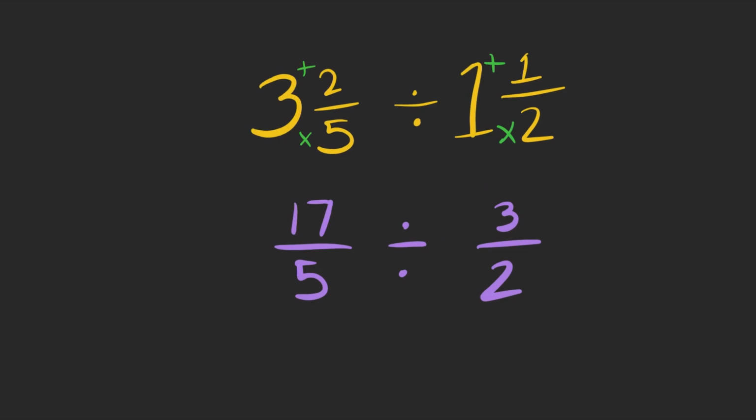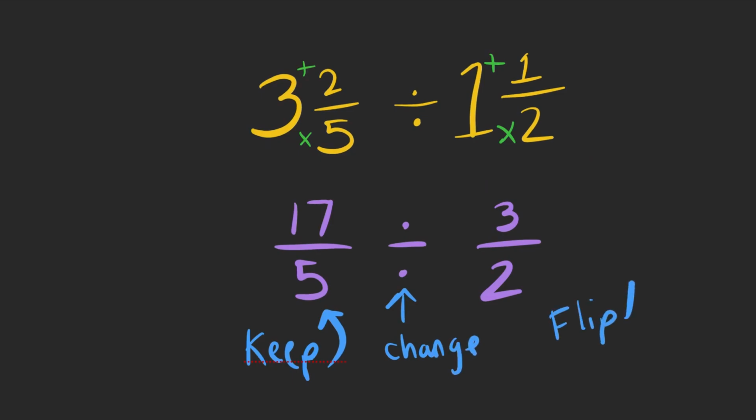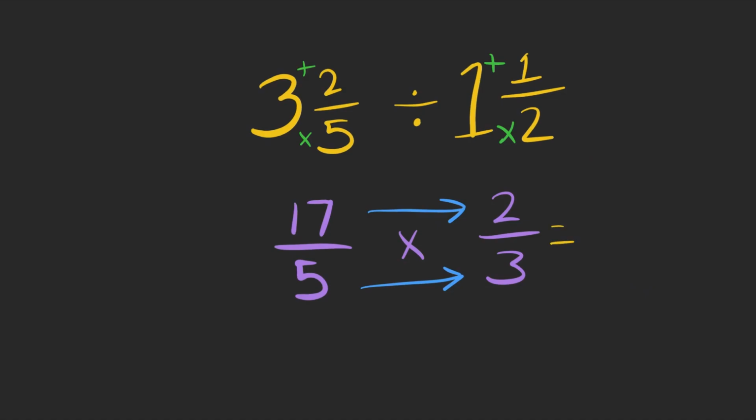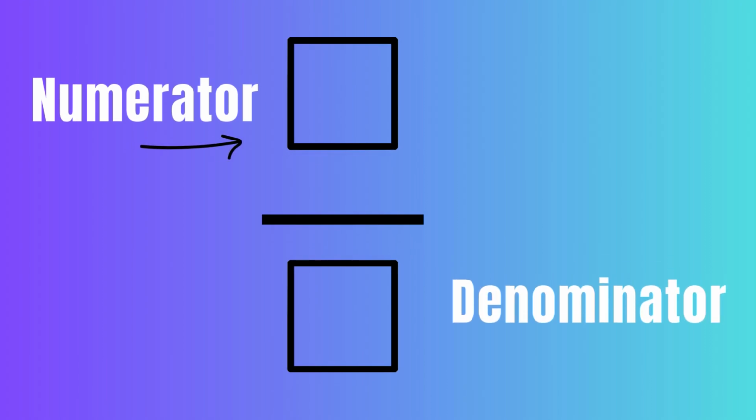17/5 divided by 3/2. Don't forget, when you're dividing with fractions, you keep, change, flip. So keep the 17/5. Change the division to multiplication. And then you flip the 3/2 to 2/3. So we get 17/5 times 2/3. Now again, multiply straight across. 17 times 2 equals 34. 5 times 3 equals 15. So we get 34/15. All right, so 34/15 is an improper fraction because the numerator is larger than the denominator.